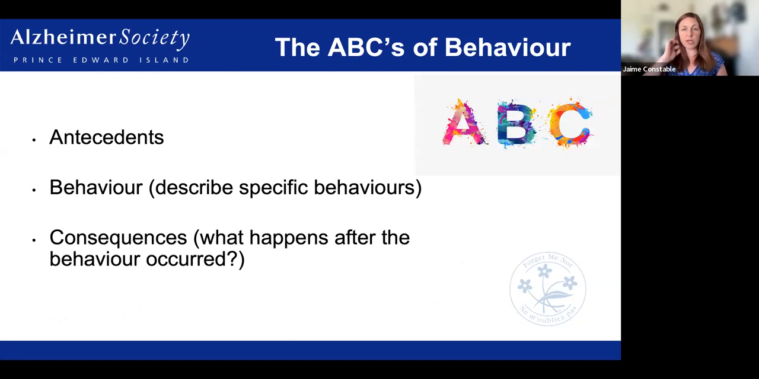What I'd like to give you here is a technique that family caregivers can use at home. Healthcare providers can use this as well, and it's called the ABCs of behavior. This involves identifying the antecedents. So what happened before the behavior? What was the specific behavior itself? And what were the consequences? So what happens immediately after a specific behavior occurs?